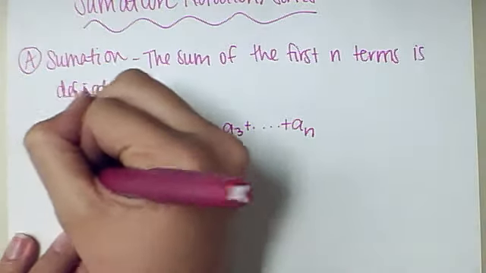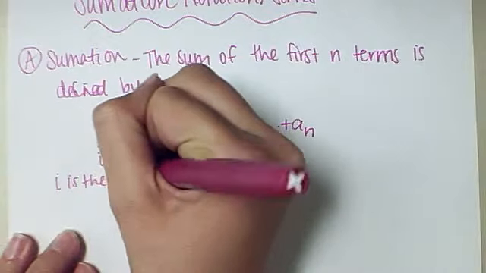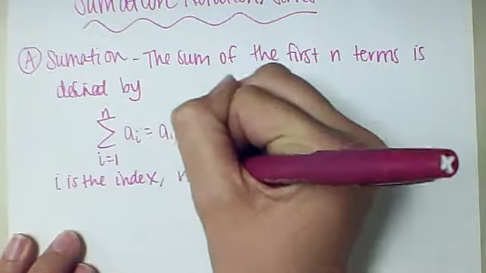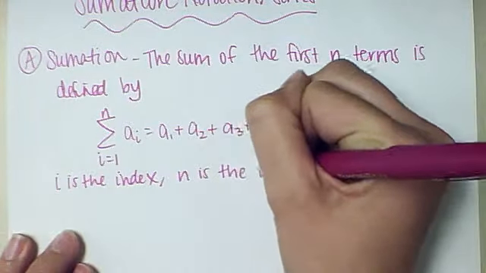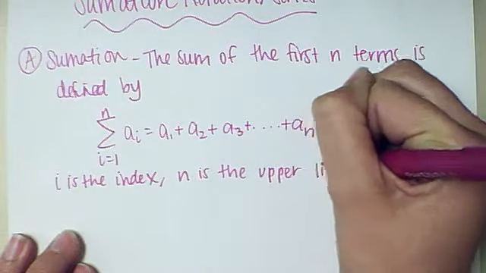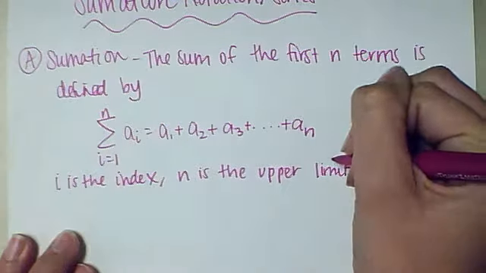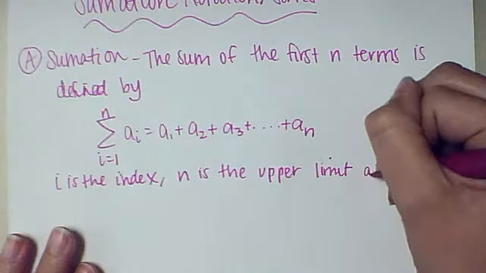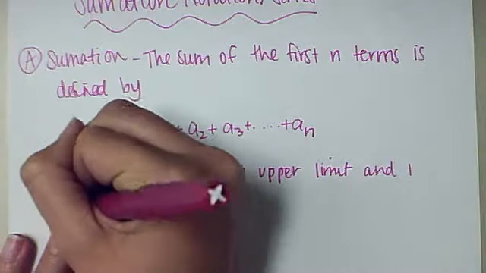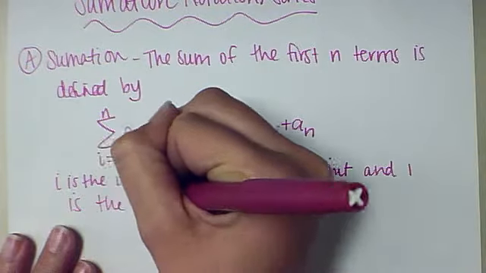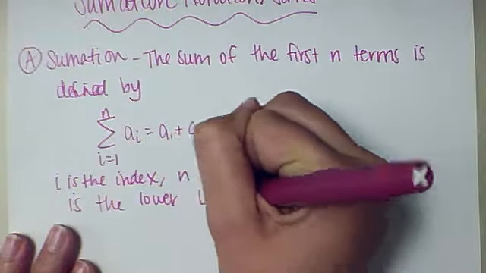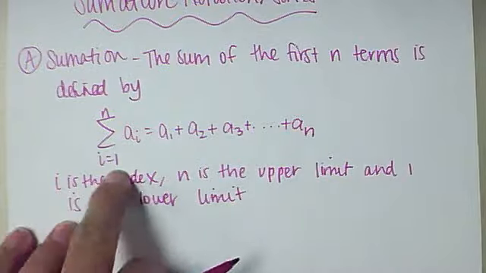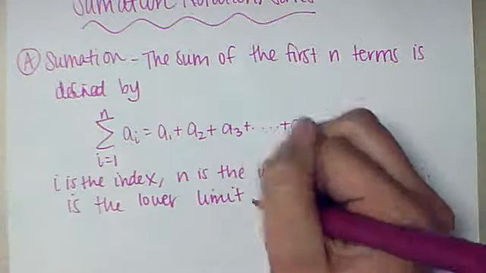Where i is the index, n is the upper limit, and 1 is the lower limit. In this case, 1 is the lower limit because I have started that way. That number actually can change.